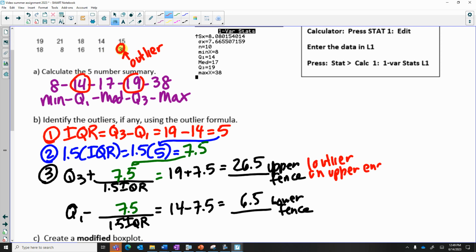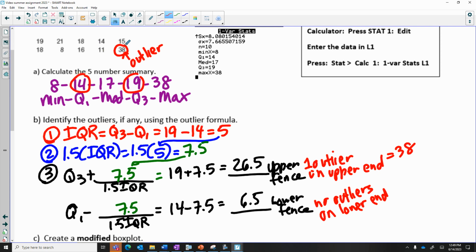Are there any outliers on the lower end? Are there any numbers that are less than 6.5? And the answer is no. No outliers on the lower end. Okay, so now that we have this information, we're going to be able to make our modified box plot. 38 was the outlier. Okay.